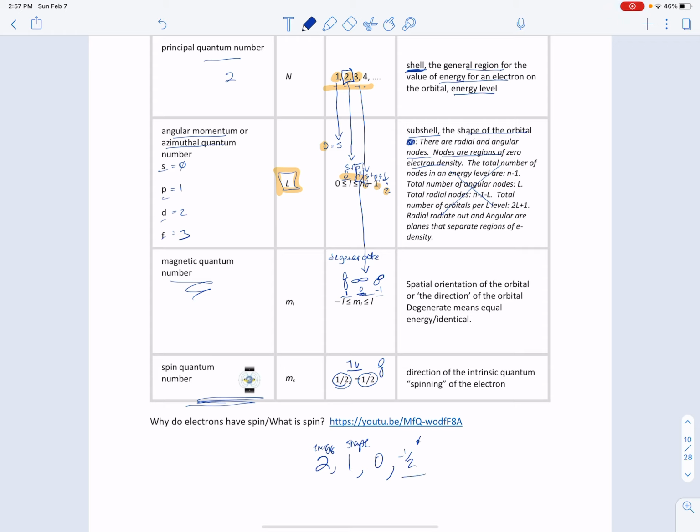And why is it 1/2? This video explains the spinning of electrons and why we call it 1/2. That's beyond what you have to understand in chemistry, but if you want to know, it's a good video for you.